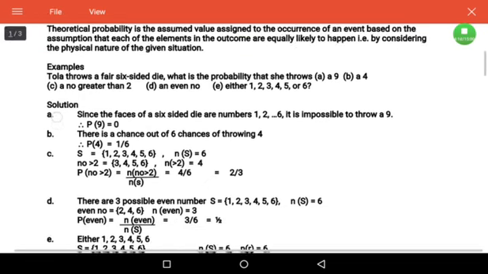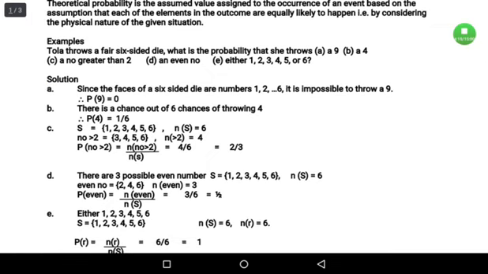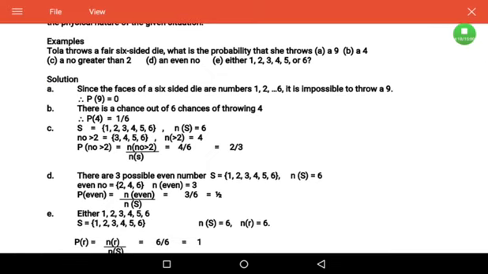Let's take one example for more understanding. Example 1 says, Tola throws a fair 6-sided die. What is the probability that she throws a 9, a 4, a number greater than 2, an even number, either 1, 2, 3, 4, 5, or 6? So let's solve for A, the probability of her throwing a 9. The first thing you do to solve any probability question is to find the sample space.